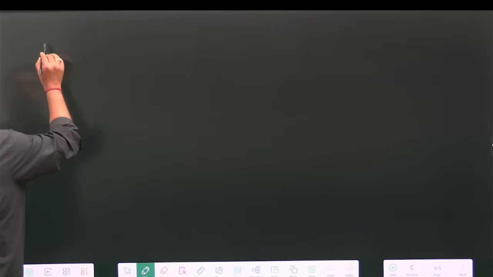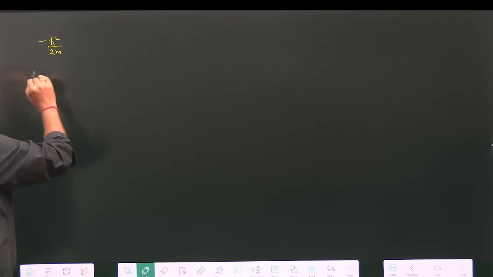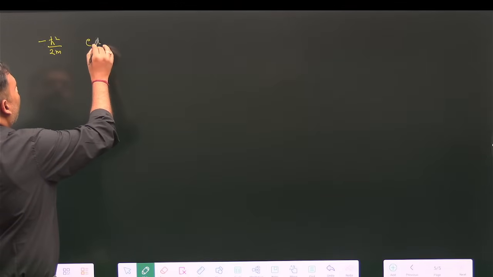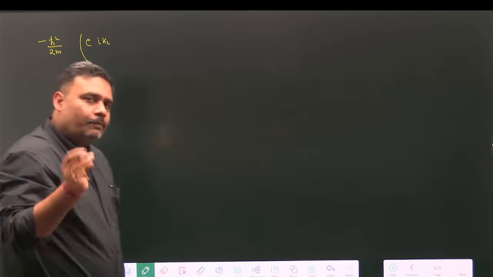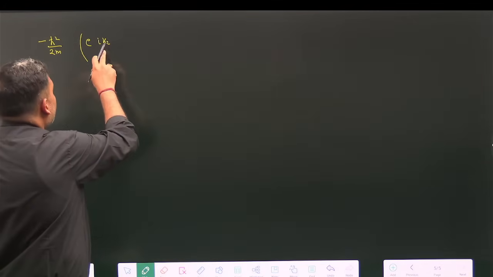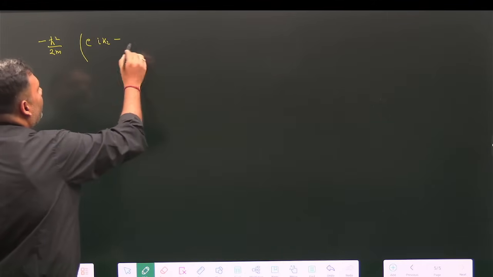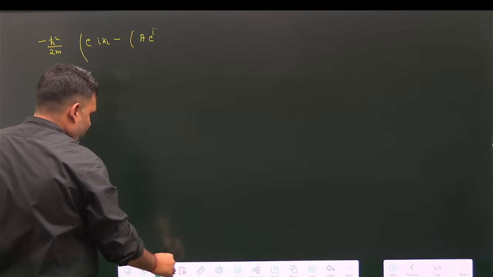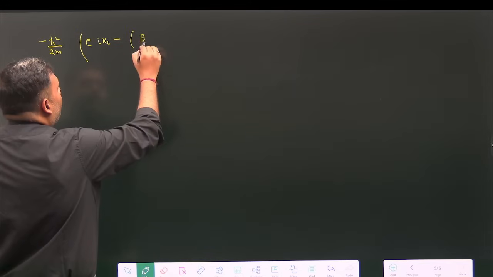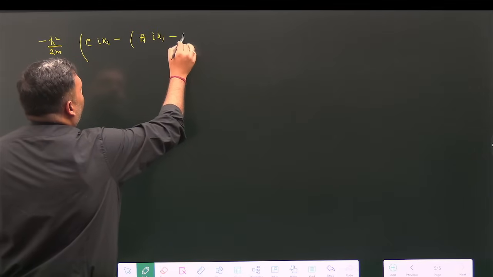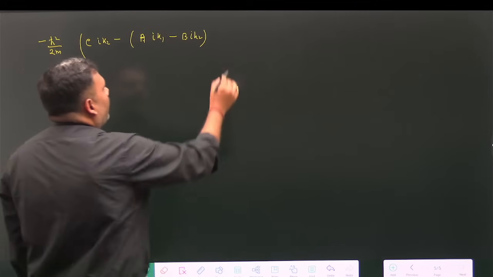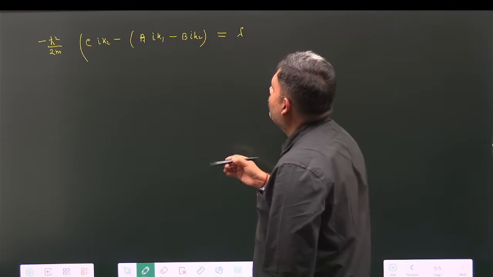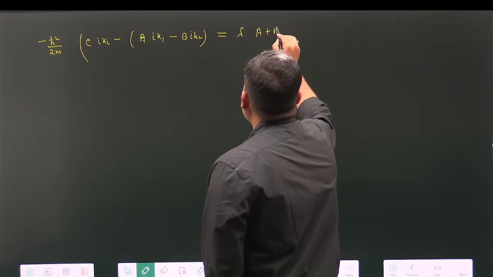So when we put it here, then what I have, minus ħ² upon 2m. First we have to differentiate ψ₂, then what we will get, C i k₂. First we will differentiate and then put x equal to 0. So C i k₂ will be there, minus, and here we will get A i k₁ minus B i k₁, and that value is equal to λψ(0). And what is your ψ(0)? ψ(0) is nothing but we can write A plus B.